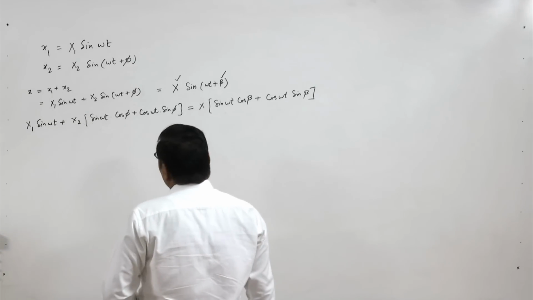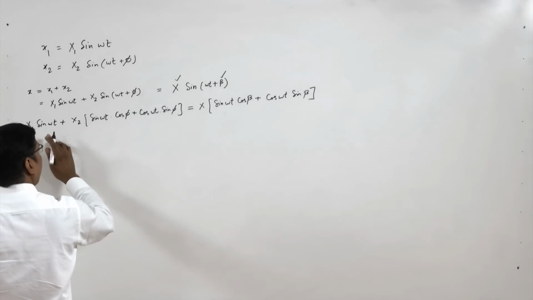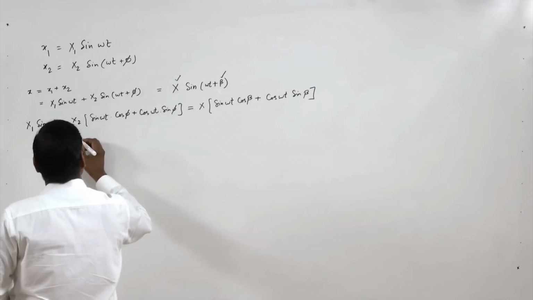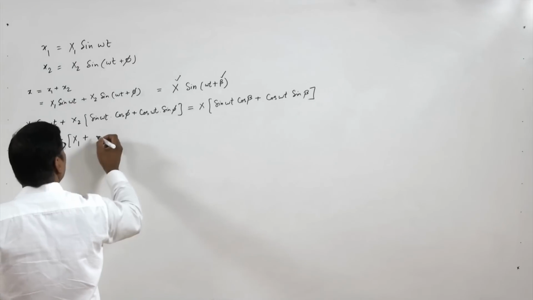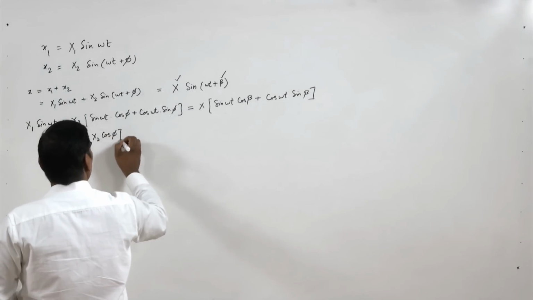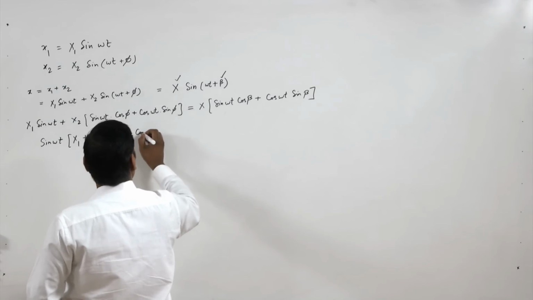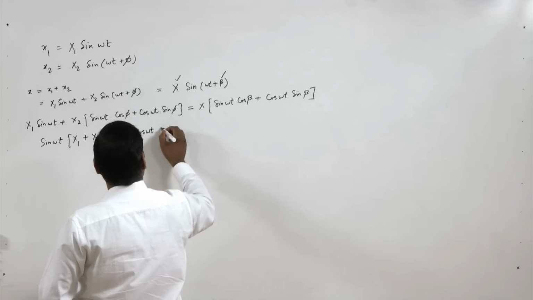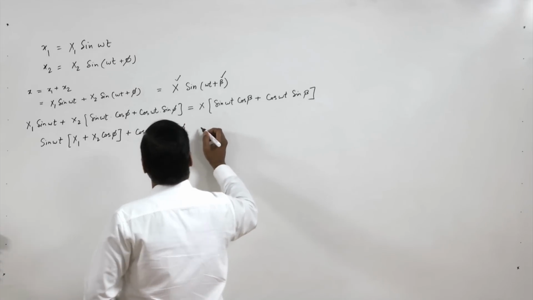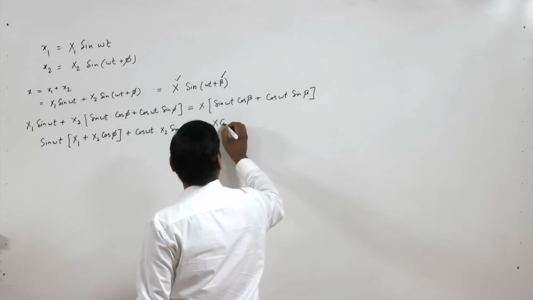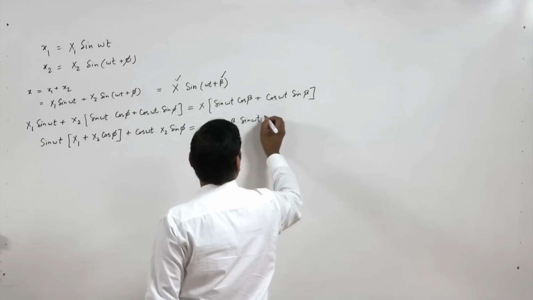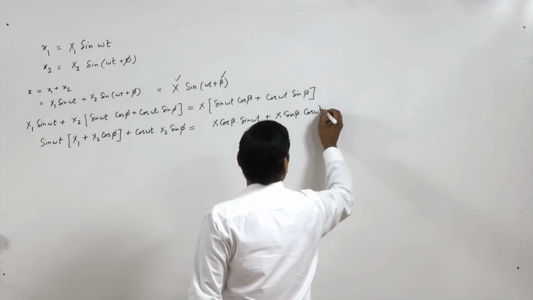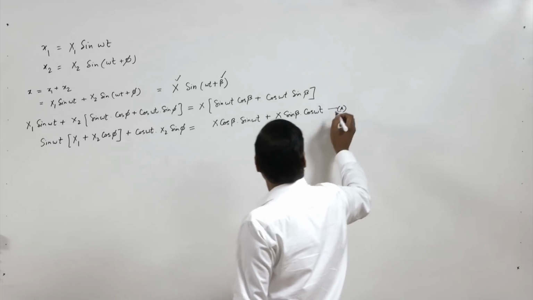Now we separate out the terms. So here we write sin omega t times (X1 plus X2 cos phi) plus cos omega t times X2 sin phi. Now let us say this is equation A.